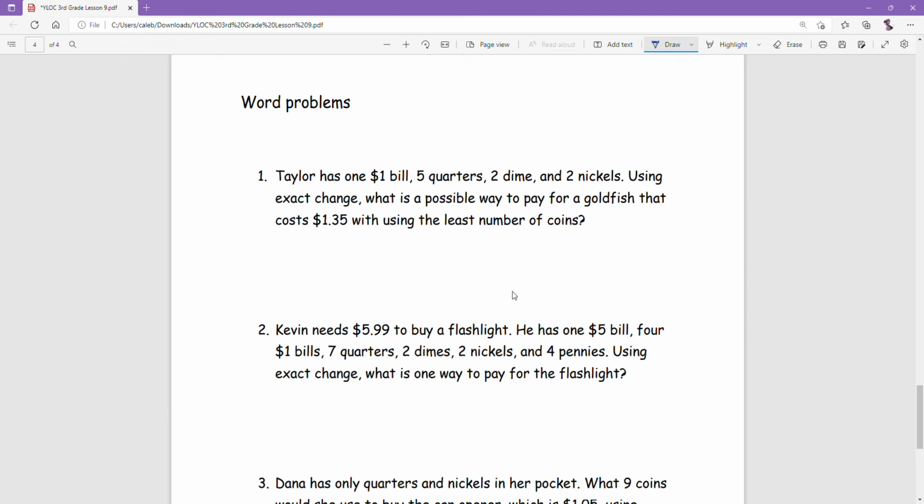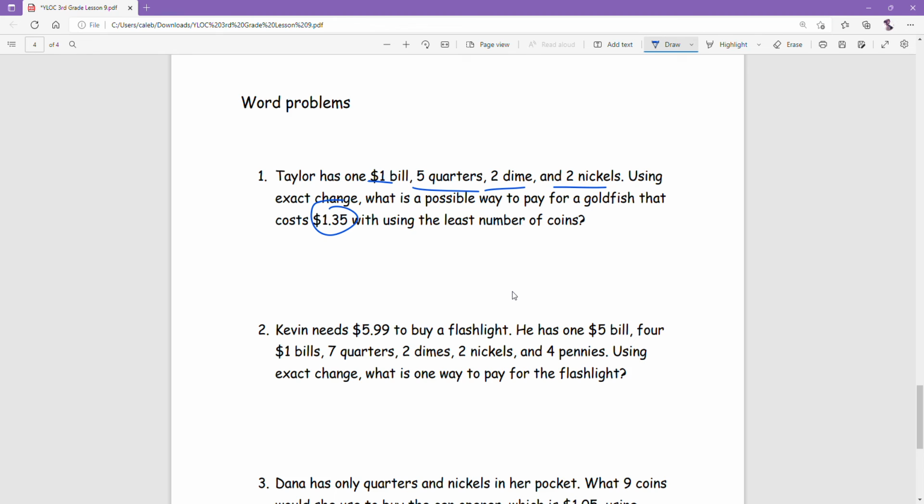So it says Taylor has one $1 bill, 5 quarters, 2 dimes, and 2 nickels. Using exact change, what is a possible way to pay for a goldfish that costs $1.35 using the least number of coins? So we need to pay for a goldfish that costs $1.35 using these money amounts.